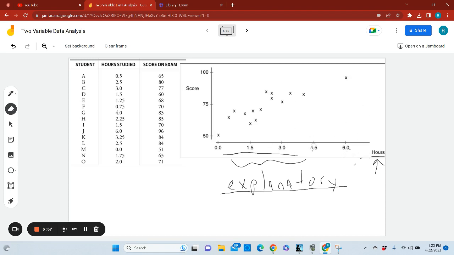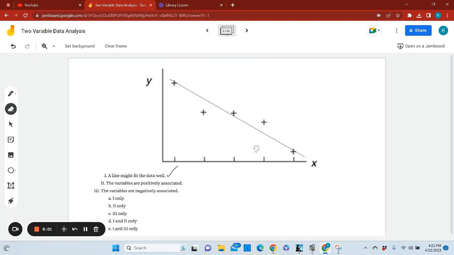As one variable increases, the other variable tends to increase. That's not what I see here. What I see here is a negative association, meaning as my x variable is getting bigger, it looks like my y values tend to be decreasing. And that's called a negative association, not a positive association.